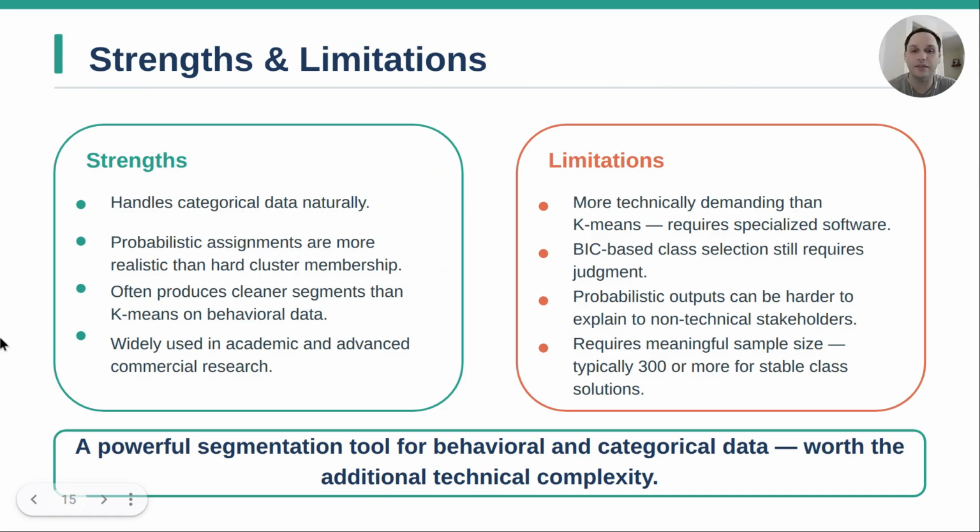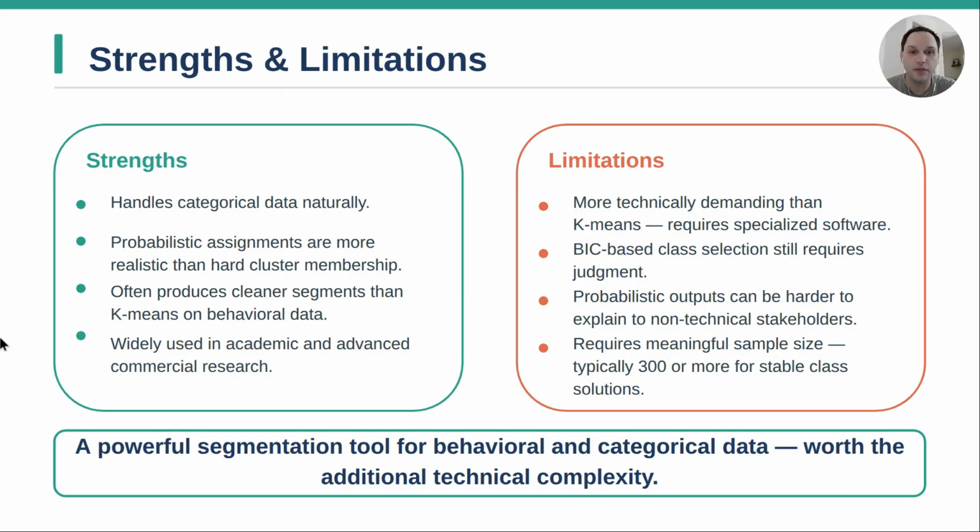Let's be balanced. The strengths of LCA are significant. It handles categorical data naturally, better than K-means, which wasn't designed for it. The probabilistic assignments are more realistic than hard cluster memberships and acknowledge genuine ambiguity in how real people behave. It often produces cleaner, more interpretable segments from behavioral data, and it's widely used in academic research and increasingly in advanced commercial research.